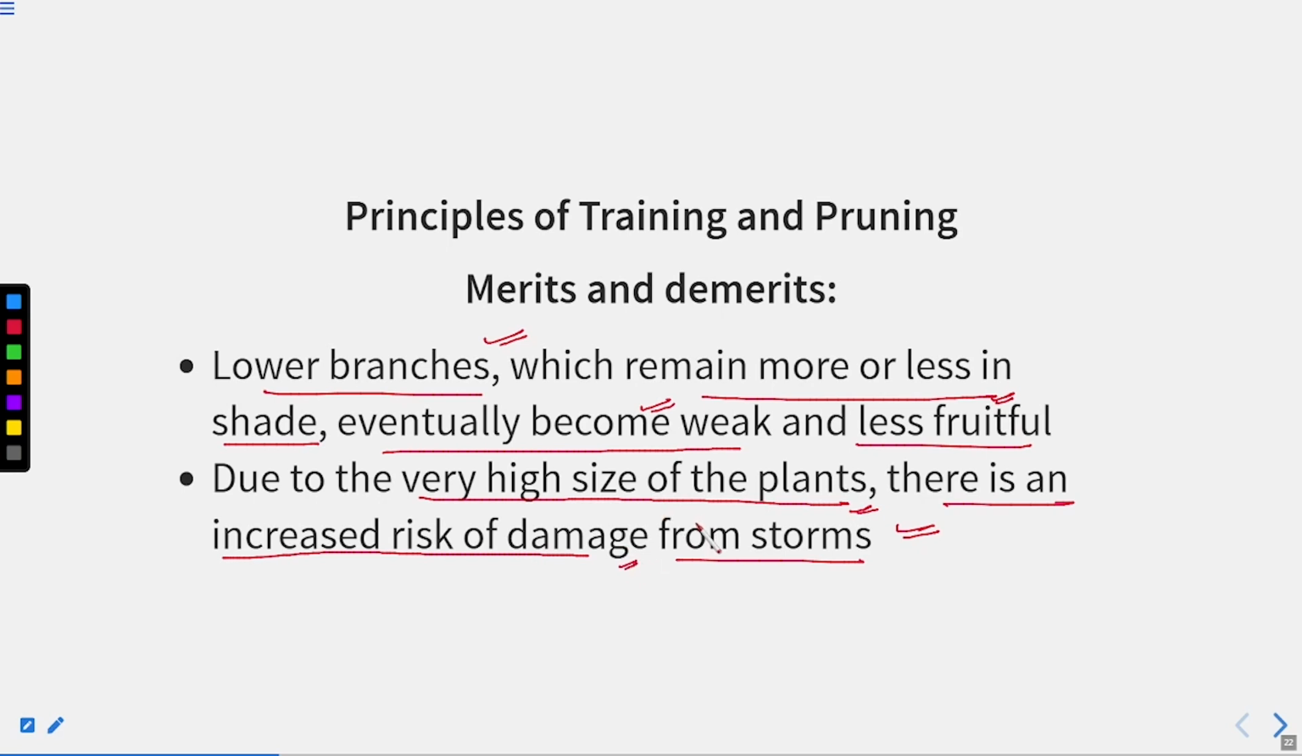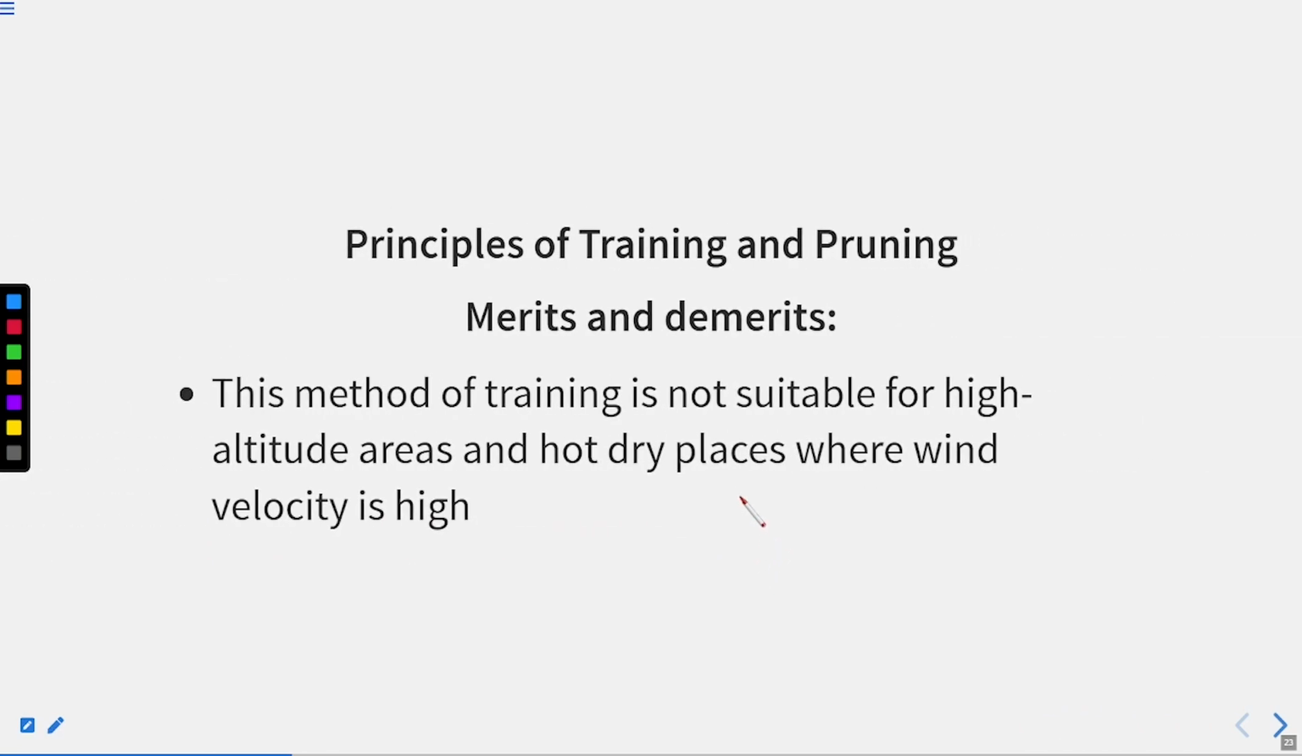They are quite big trees, right? So there is a chance of being damaged when there is a storm. This method of training is not suitable for high altitude areas and hot dry places where the wind velocity is high, right? At high altitude this type of method is not suitable, and also in places that are hot and dry, because of the very high velocity wind that can damage the tree.